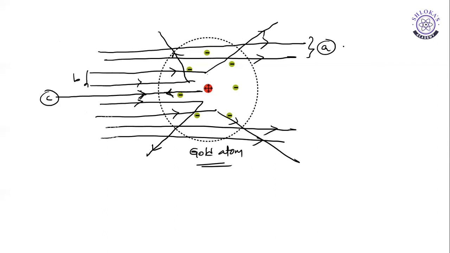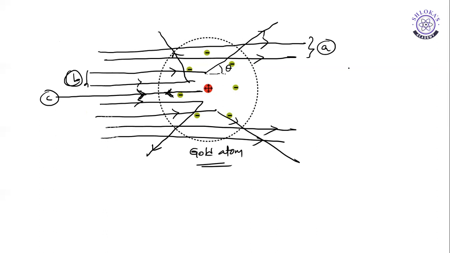This is from observation 1. Most of the alpha particles are passing through the gold foil without any deflection. This is from the second observation: few of them pass through the gold foil with a very small angle of deflection. And very few, that is, out of 20,000, only one alpha particle is getting back on its original path. That means it is making an angle of 180 degrees. So these are the three observations.